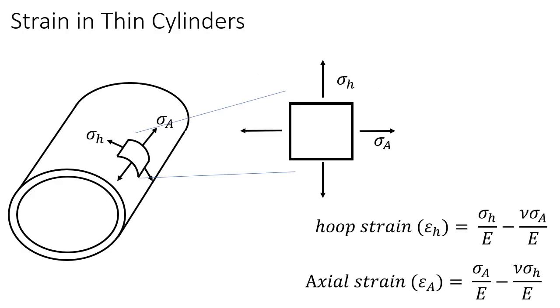Looking at the strain in the cylinder then, we've got a biaxial stress state, haven't we? We've got the hoop stress and the axial stress. And if we put our equations from last week in terms of our hoop and axial stress, we'll end up with our hoop strain and our axial strain. So we can see here our hoop strain is just like last week: our hoop stress over the Young's modulus, minus Poisson's ratio multiplied by the axial stress over the Young's modulus, and similarly for the axial strain as well.